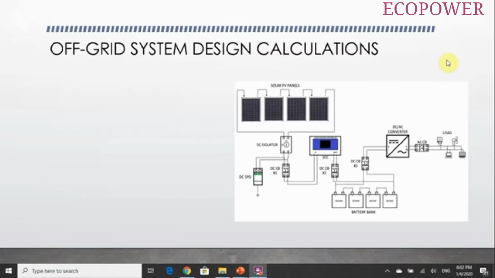The off-grid setup is composed of four major components. We have the solar panel array, solar charge controller or SCC, battery bank, and DC to AC inverter. The off-grid system design requires more steps as compared to the on-grid setup. So here are the steps.